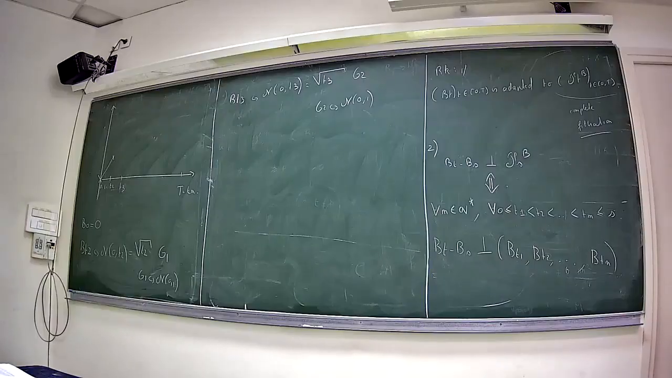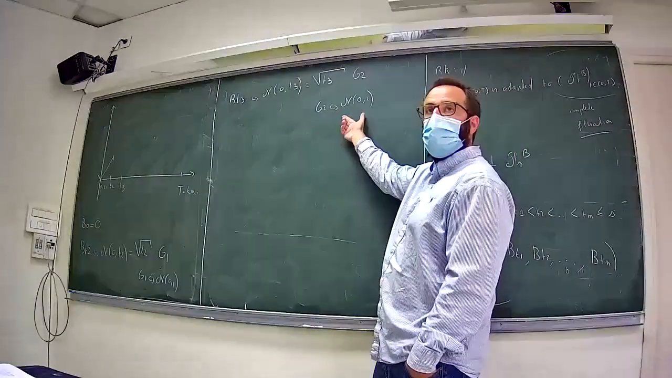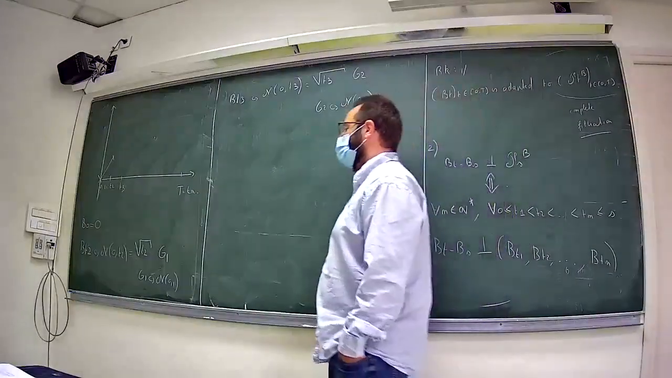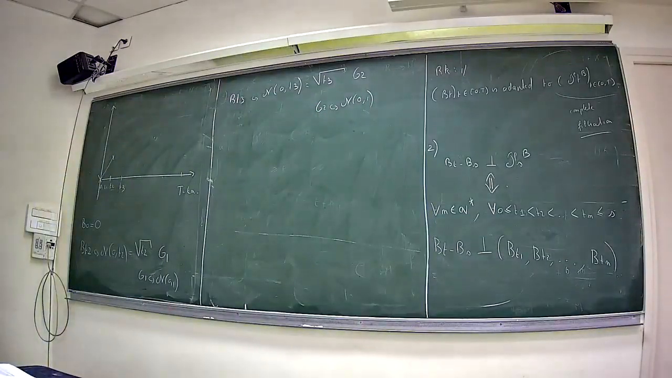I can generate a Gaussian, but I have to be careful. Suppose that you take an independent N(0,1) here in order to generate BT3. It won't work if you do it this way, because my G1 and G2 are not independent. If you compute the covariance between BT3 and BT2, which I will do in a few minutes, you obtain BT2, implying that G1 and G2 can't be independent because their covariance is not 0.